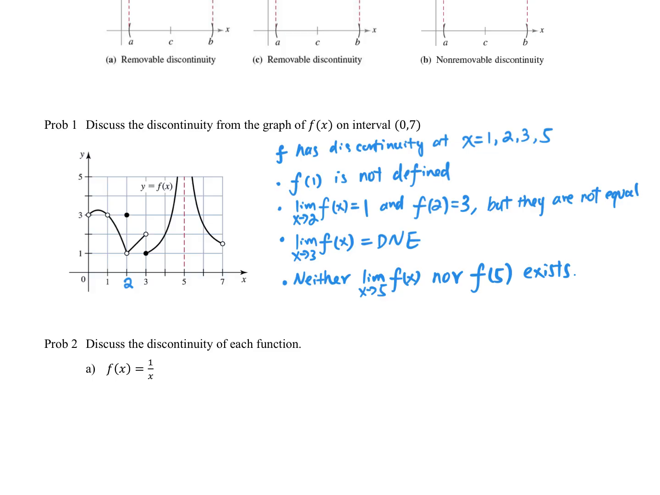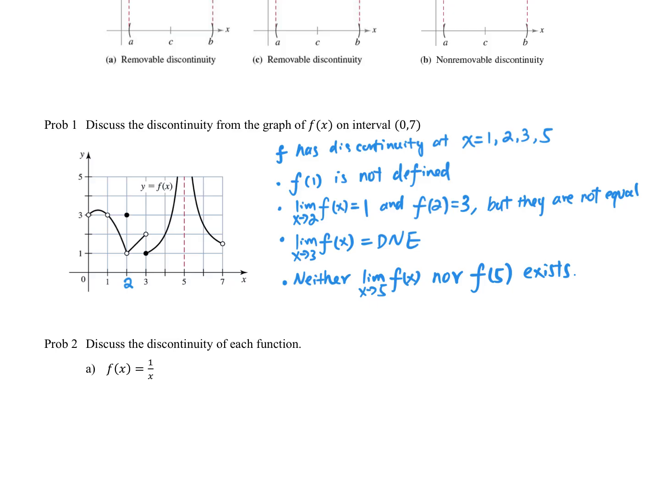Now let's see which one is removable, which one is not. We can see that this one is removable because we can redefine f of 1 to be 3 so that it's connected. And we can redefine f of 2 to be 1 so that it's connected. For the other two discontinuities, because the limits do not exist, they are non-removable.